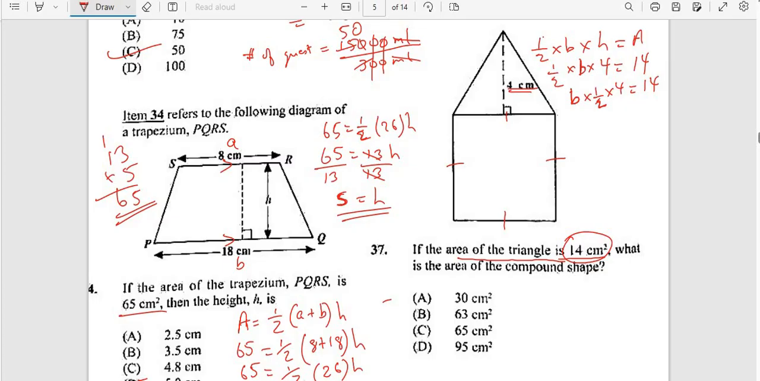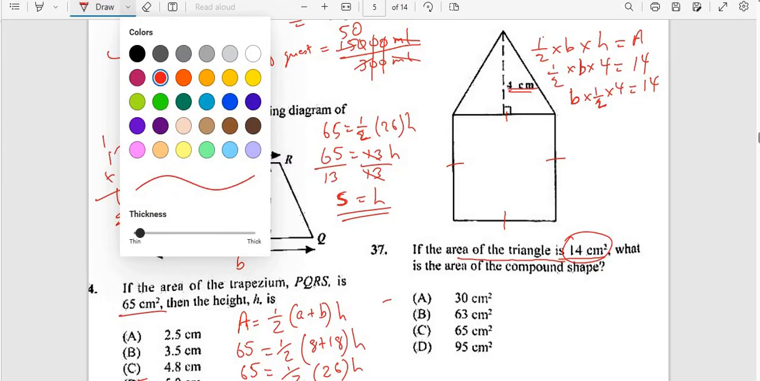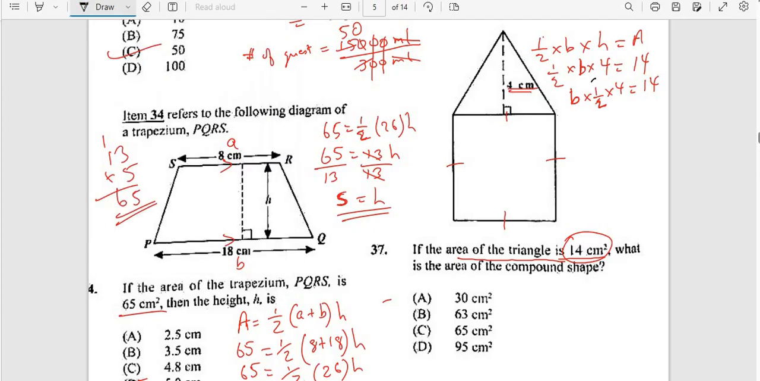Half of 4 is 2, right? So this is going to work out to 2, and 2 times b is 2b. So that's 2b equals 14. Dividing both sides by 2, we get b equals 7. So the base of this triangle, in other words, is 7. Remember, it's half times base times height. So the base of this triangle is 7 centimeters.